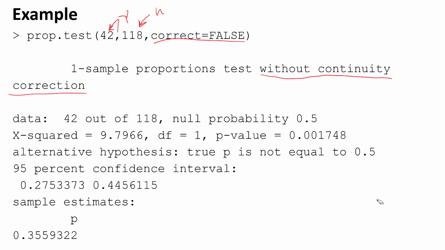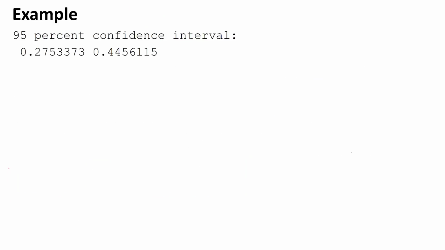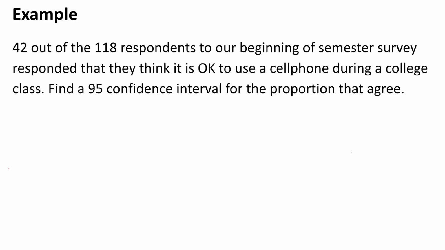All right, so this is what the output looks like. And notice that it gives you hypothesis test output, and it also gives you a confidence interval, just like the t-test function did in R. So we've got our 95% confidence interval, and now we need to go ahead and interpret it. So let's remind ourselves what the prompt said. It was the proportion of students who think it's okay to use a cell phone during a college class.